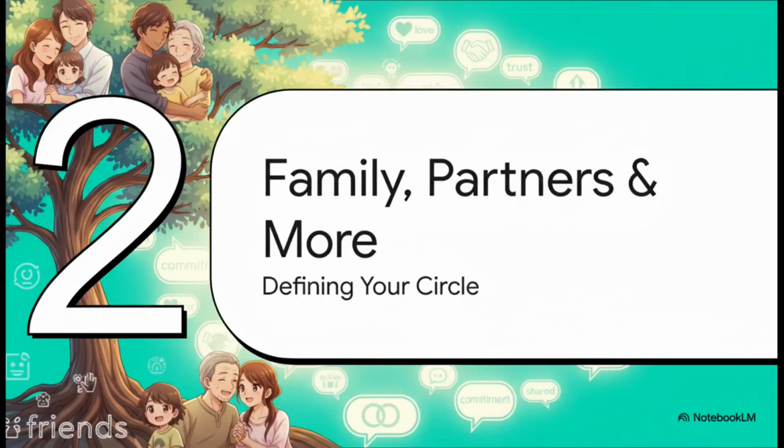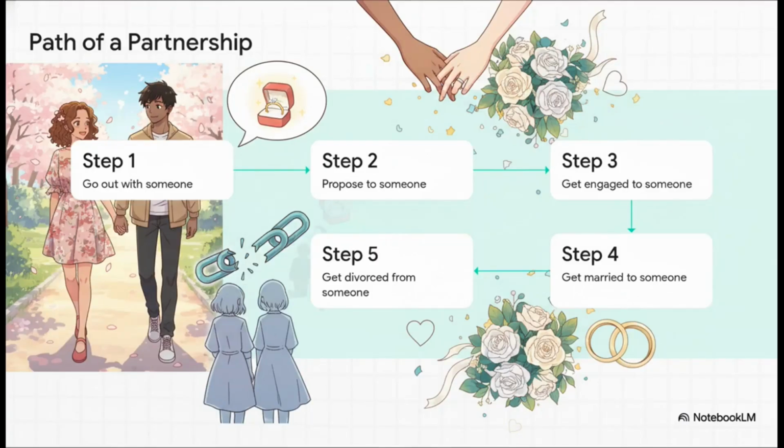Okay, so let's build on that. We're going to move from the friends we choose to that whole complex web of family and romantic partners. This is where the language gets even more specific, and it starts to reflect some pretty clear stages in life. You've probably seen this path play out before, right? It's like a social script we all kind of know, and it's defined by these specific phrasal verbs.